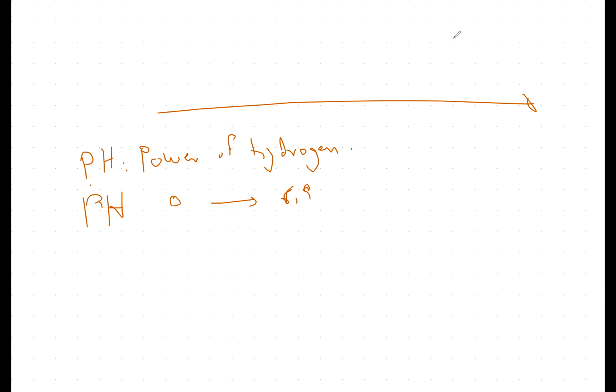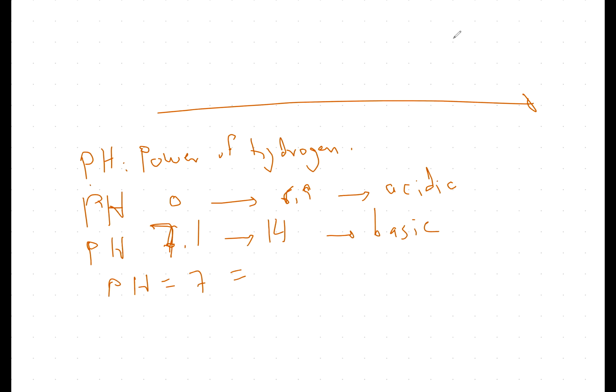If my pH ranges from 7.1 to 14, it will be basic. And if pH equals 7, it will be neutral. Do you know this?